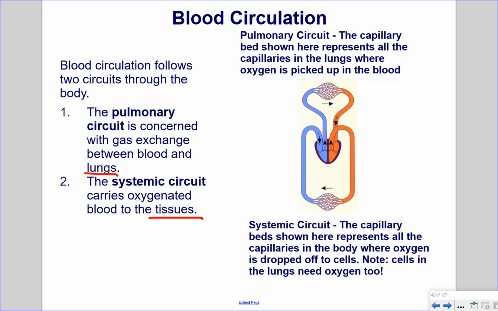In the pulmonary circuit shown in the diagram here, the capillary bed represents the capillaries in the lungs where oxygen is picked up from the blood. That's this capillary bed right here. In the systemic circuit, this capillary bed shown here represents all capillaries in the body where oxygen is dropped off to the cells. Note, cells in the lungs need oxygen too, so those cells are also represented in this capillary bed of the systemic circuit.